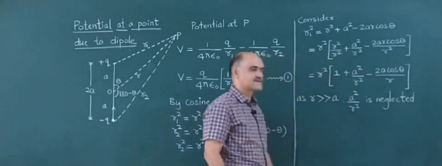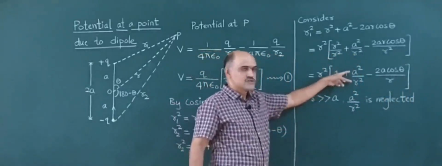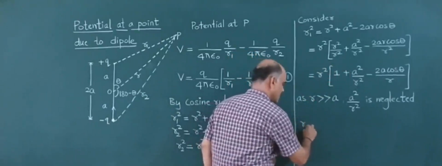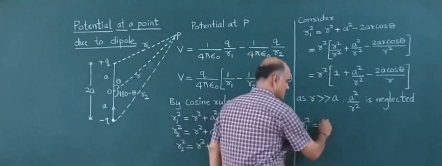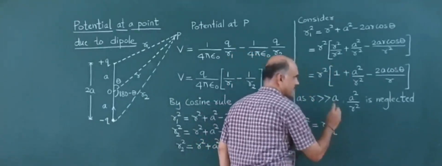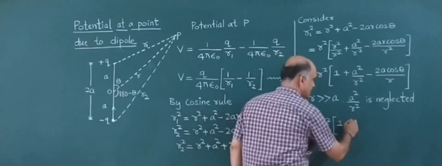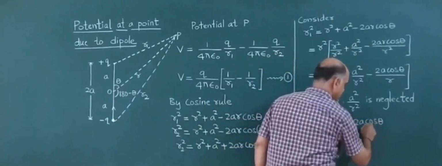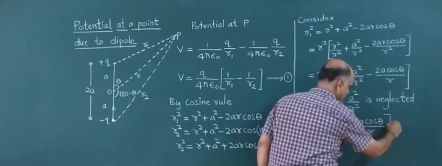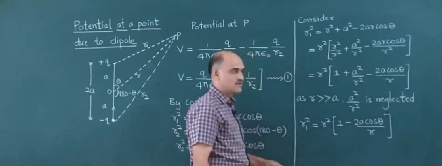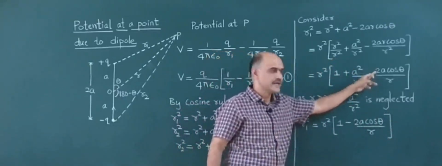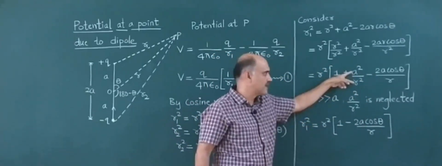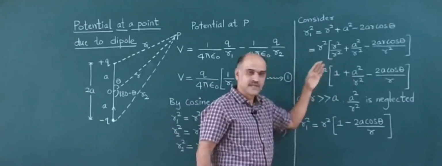A square by r square is neglected. So this term I can leave. So if I leave that, I will have r1 square is equal to r square into bracket 1 minus 2a cos theta divided by r, bracket complete. This we have neglected, or we have left this term.